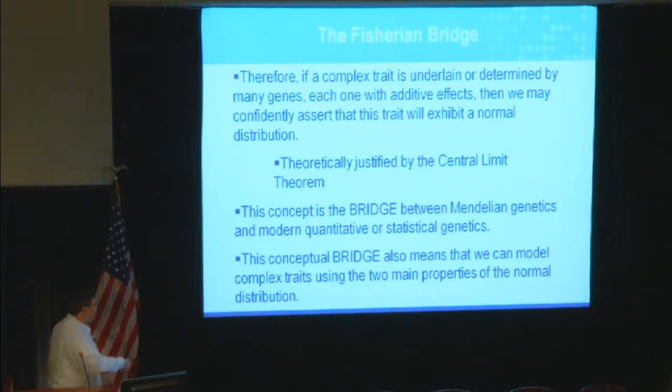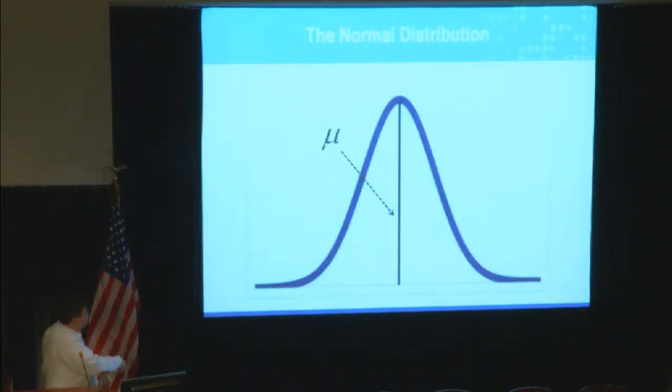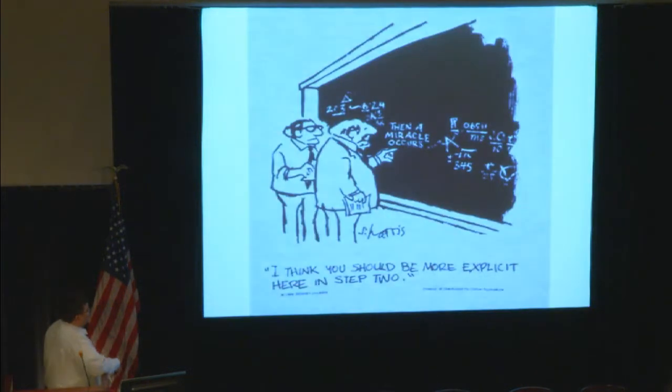Now, it also means that we can model complex traits using the two main properties of the normal distribution, the mean and the variance. All contemporary variance components models are really just more sophisticated elaborations of this very basic idea, that we can model a complex trait using the normal distribution.